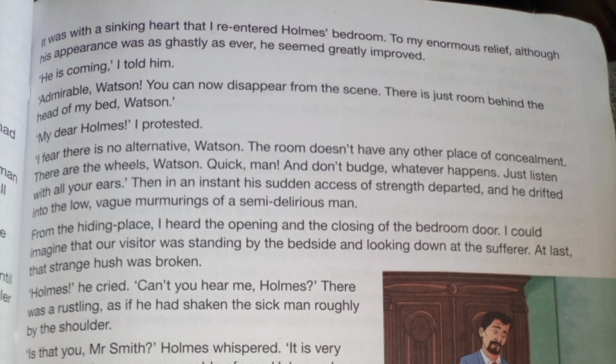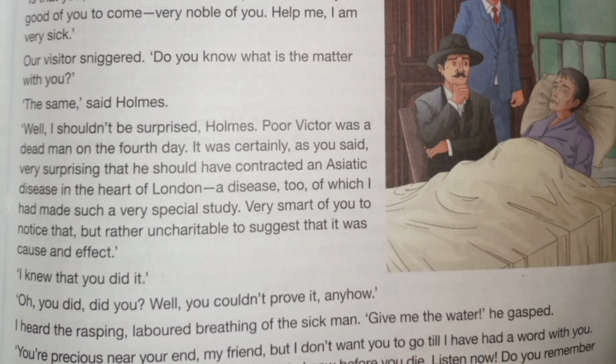"Well, I should not be surprised, Holmes. Poor Victor was a dead man on the fourth day. It was certainly, as you said, very surprising that he could have contracted an Asiatic disease in the heart of London, a disease too of which I had made a very special study. Very smart of you to notice that, but rather uncharitable to suggest that it was cause and effect." Now, basically, Victor, poor Victor, was ill, and Cleverton Smith had killed him before. So this is the climax. Now Holmes wants to show everyone that Cleverton Smith was a murderer.